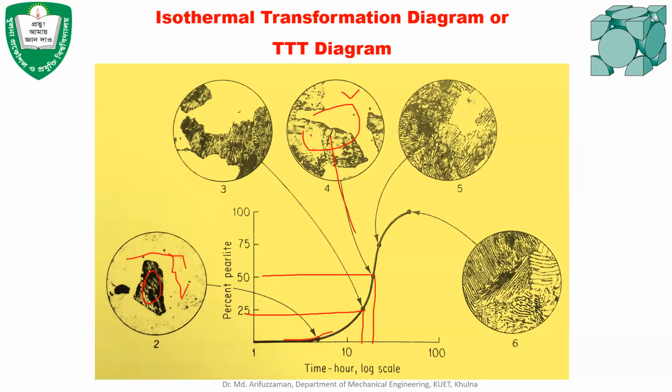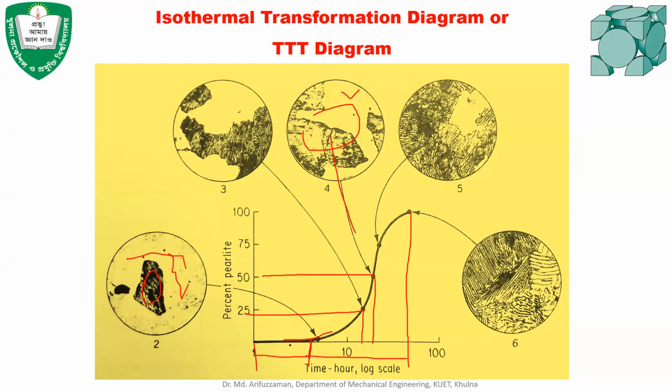That means the transformation is started after this time. Okay, and transformation finished at this time. Okay, that's why a lot of samples have to be tested to get this single graph. And this graph is not the isothermal transformation diagram.